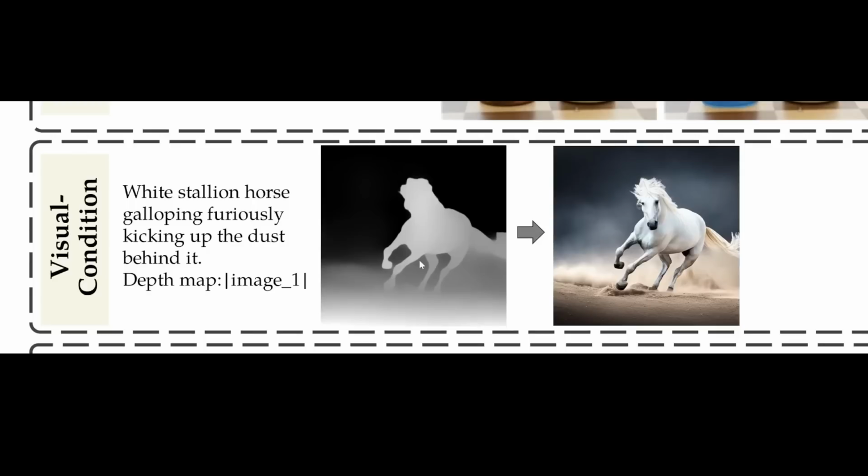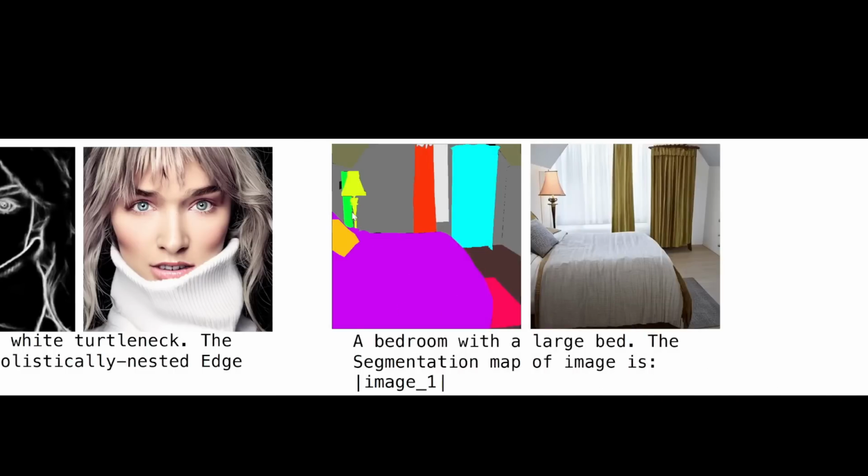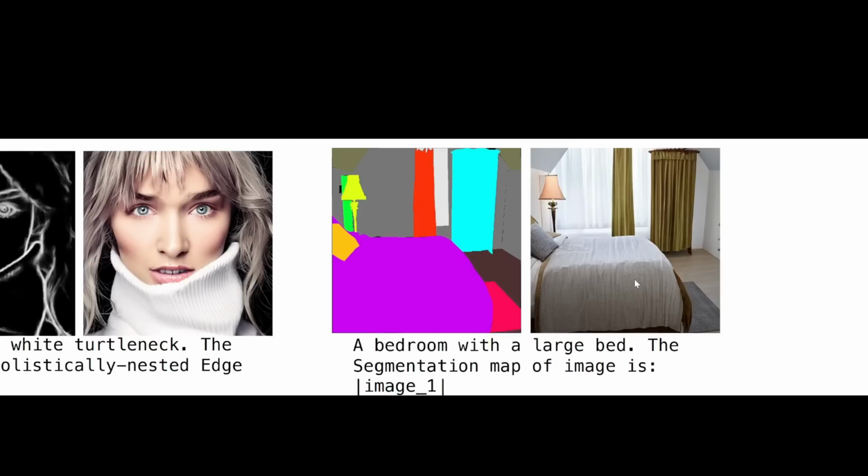Here's another example. All you need to do is upload some reference. So for example, here's a depth map. And then if you prompt it with a white stallion horse galloping furiously, kicking up the dust behind it, well, it generates that using your depth map as a reference. So here's another example. Here's the input, and the prompt is a woman in a white turtleneck, and indeed, that is what it outputs based on this reference image. Here's another one. So the input is this segmentation map, and the prompt is a bedroom with a large bed. And this is indeed what it outputs.